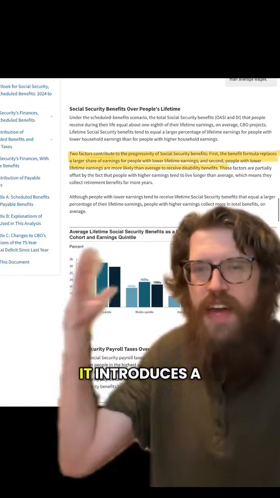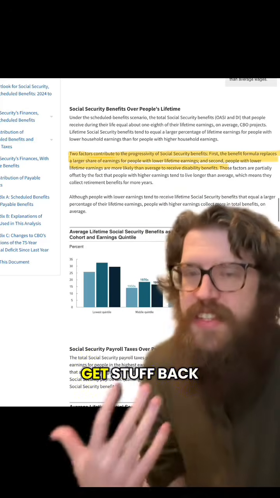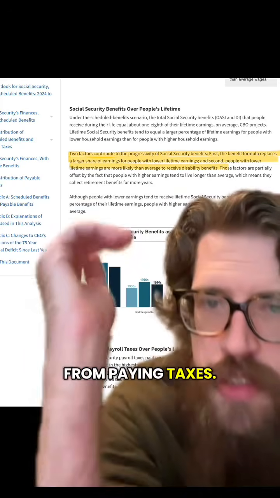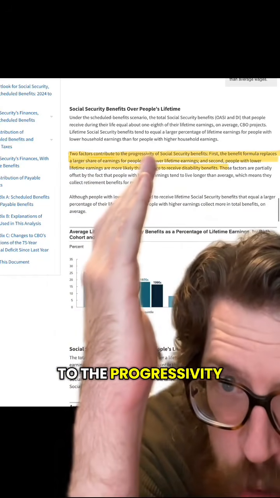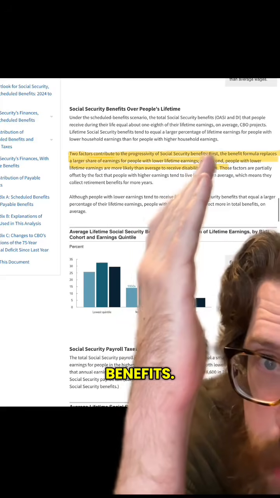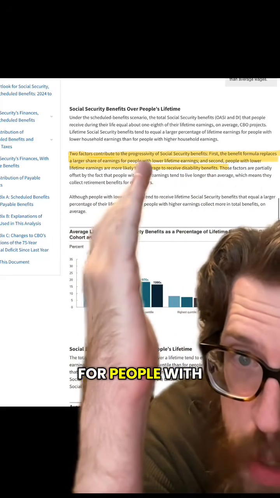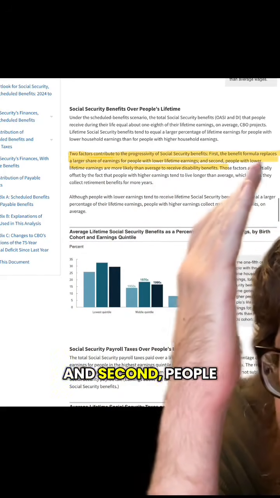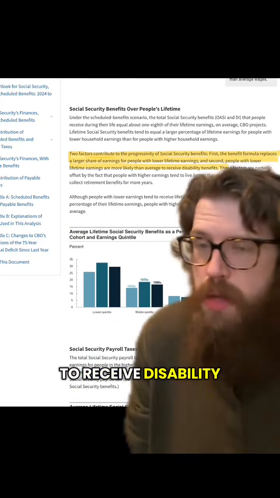No, I don't think so. It introduces a concept that I think Professor Reich forgot about, which is you get stuff back from paying taxes. So this is from the Congressional Budget Office. They write two factors contribute to the progressivity of Social Security benefits. First, the benefit formula replaces a larger share of earnings for people with lower lifetime earnings. And second, people with lower lifetime earnings are more likely than average to receive disability benefits.